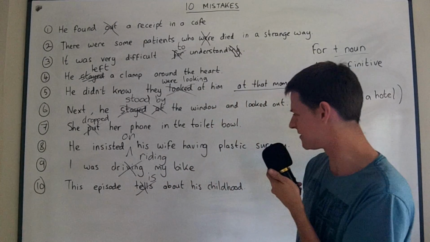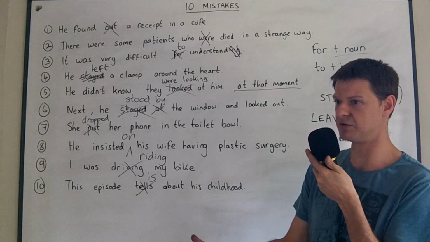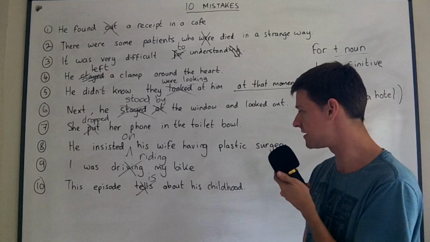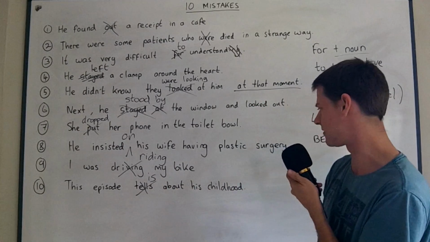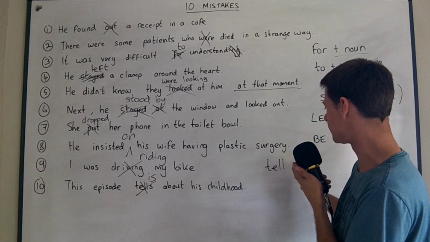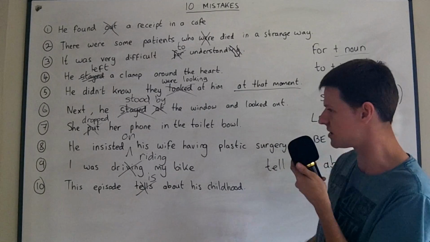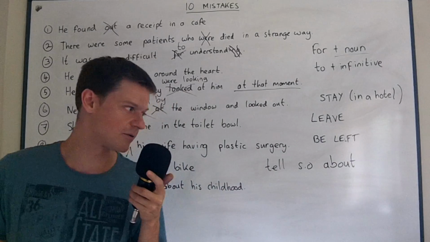This episode is about his childhood. This book is about the Napoleonic Wars. Whatever it is about, not tells about. Tell someone about, okay? It's always tell someone about. Tell me about, tell the teacher about, tell your parents about.